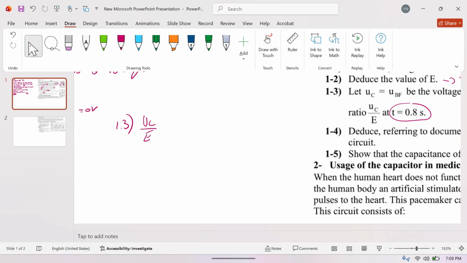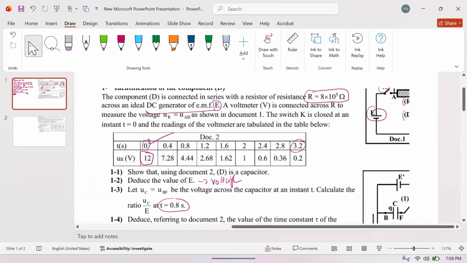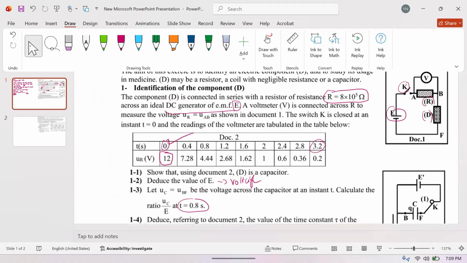If I want UC and I cannot get it at this time 0.8, but I have U of the battery and I have UR, every time you have at least two voltages of two components out of three in the circuit, keep the law of addition of voltages in your head. If you know the voltages of everything except one, it's like in math, knowing every quantity in your equation except one unknown, which is X.